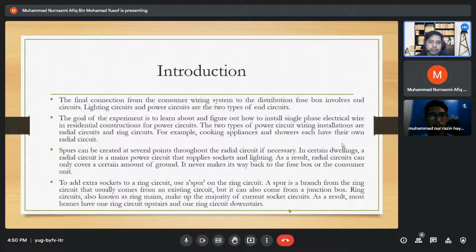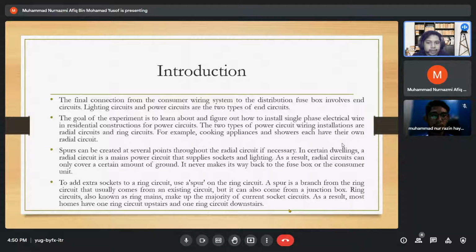For example, a cooking appliance and a shower each have their own radial circuit. Spurs can be created at several points through the radial circuit if necessary. In certain dwellings, a radial circuit is a main power circuit that supplies sockets and lighting. As a result, a radial circuit can only cover a certain amount of floor area. It never makes its way back to the fuse box or the consumer unit.